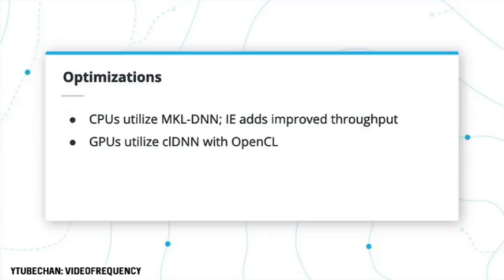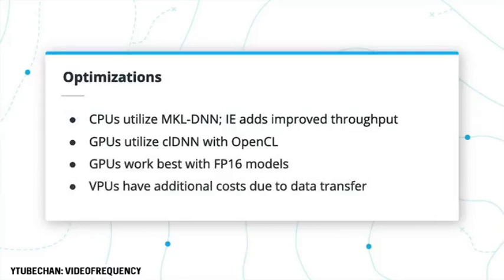Using OpenCL introduces a small overhead right when the GPU plugin is loaded, but is only a one-time overhead cost. The GPU plugin works best with FP16 models over the FP32 models. Getting to VPU devices, like the Neural Compute Stick, there are additional costs associated with it being a USB device.